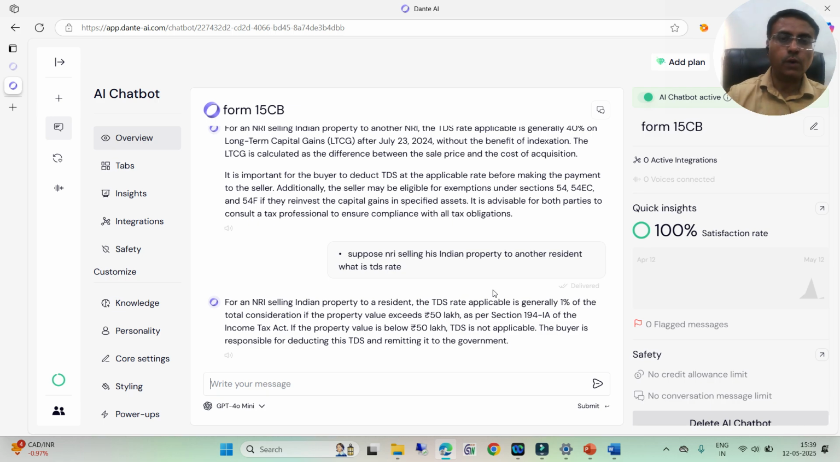So my dear friends, I covered the entire gamut of international taxation, particularly related to Form 15CV. I have even given this AI chatbot to you. If you have any question, you ask, but don't depend upon artificial intelligence. Always take professional advice because no one can replace the human interface.